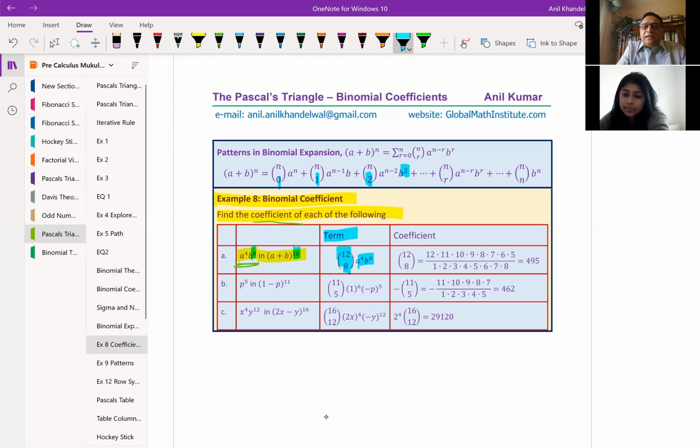However, to make you understand, it is 12 choose 8, which we are looking for when we are saying the coefficient of a to the power of 4, b to the power of 8 in a plus b to the power of 12. You got the idea. Now you know how to calculate 12 choose 8. So 8 terms are there: 8 numbers multiplied, decreasing from 12 on the top, and 1 to 8 in the denominator. Multiply them and get your answer.